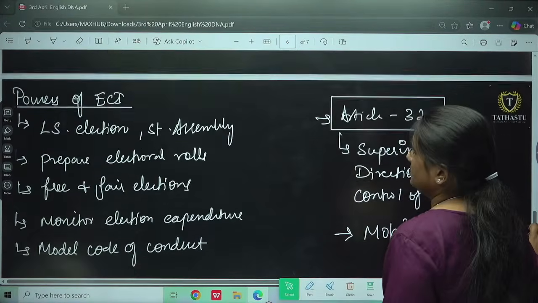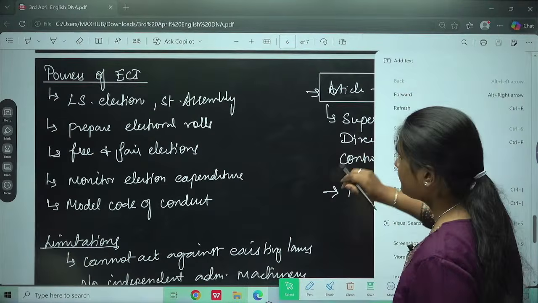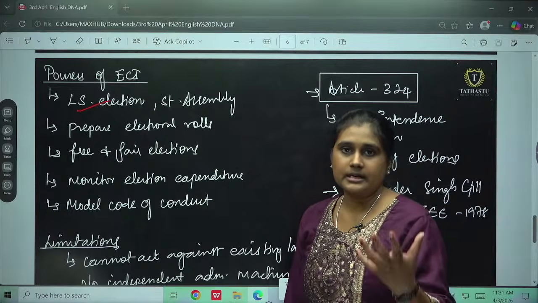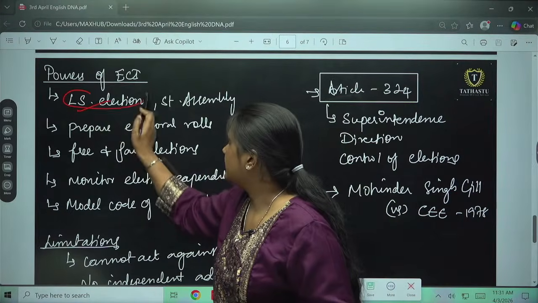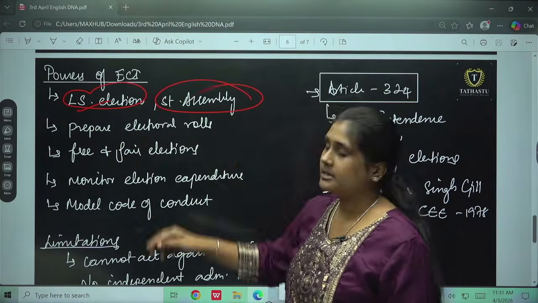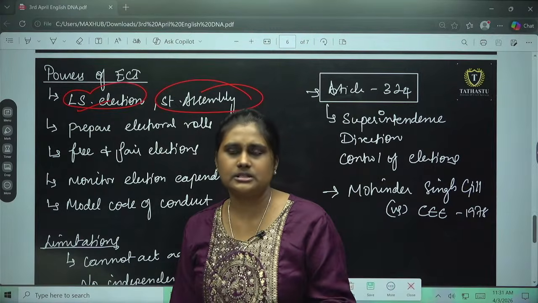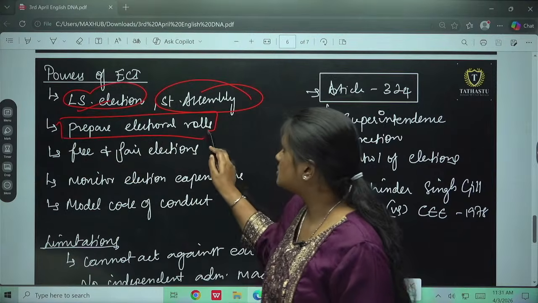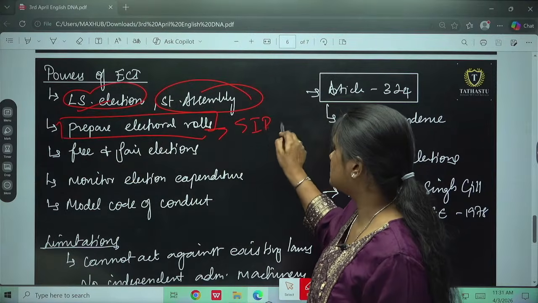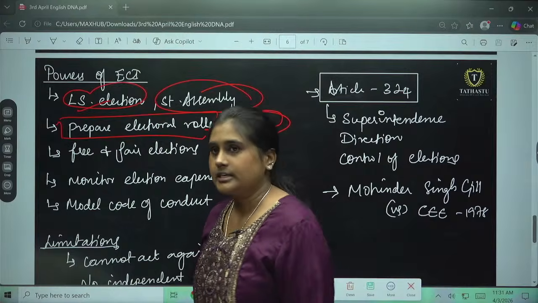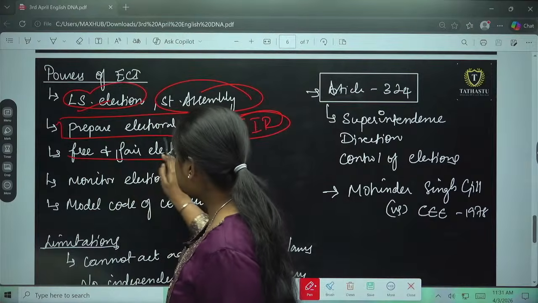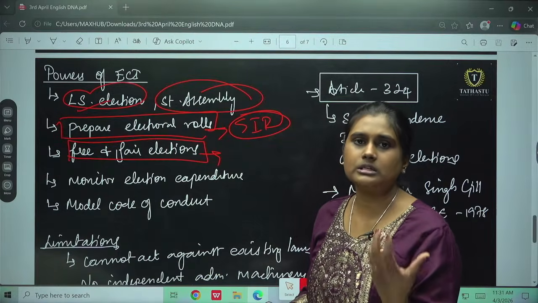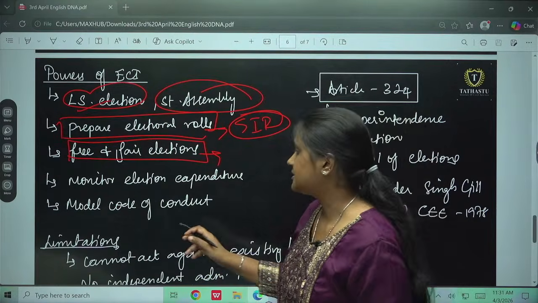When it comes to the power of ECI, the Election Commission will be conducting the elections of whom? The Lok Sabha election and also the state assembly elections, apart from the President and Vice President elections also. It prepares the electoral rolls, where we saw the SIR; in the SIR also we have seen the role of ECI, right? And also free and fair elections. We know the major objective of ECI is to conduct free and fair elections.